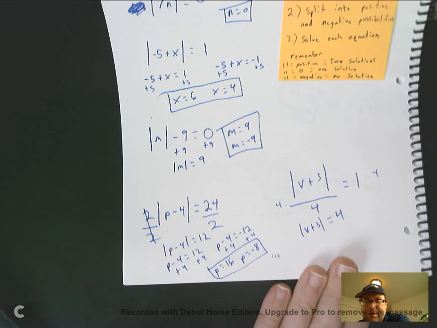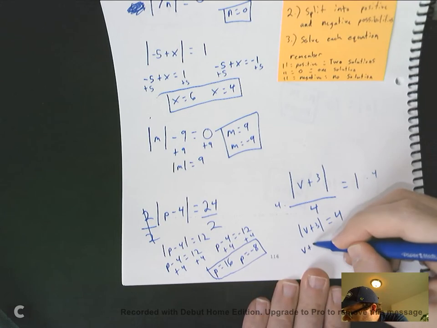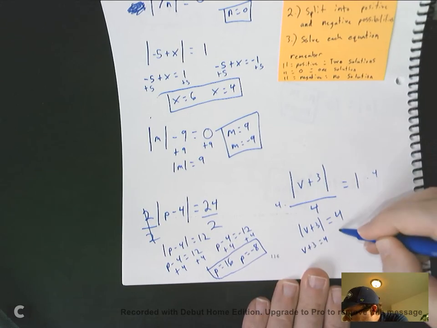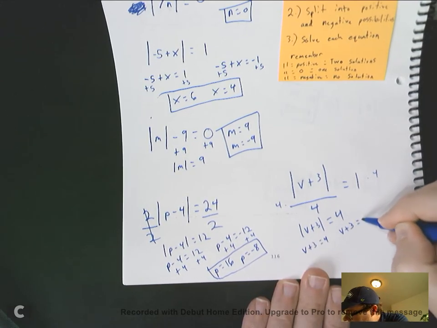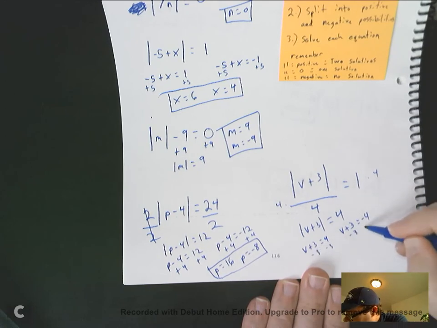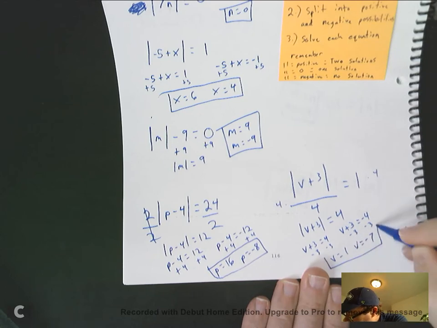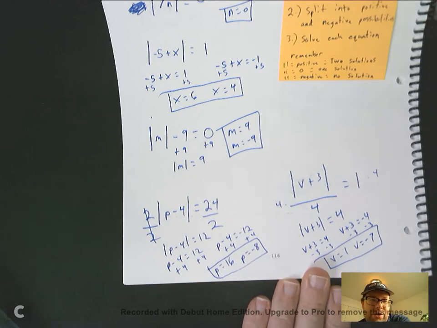Now it is equal to a positive number. So this is where we split it into 2 possible equations. V plus 3 could equal 4, or v plus 3 could equal -4. And then you just minus the 3. And v is going to equal either 1, or v is going to equal -7. And those are your 2 possible answers.